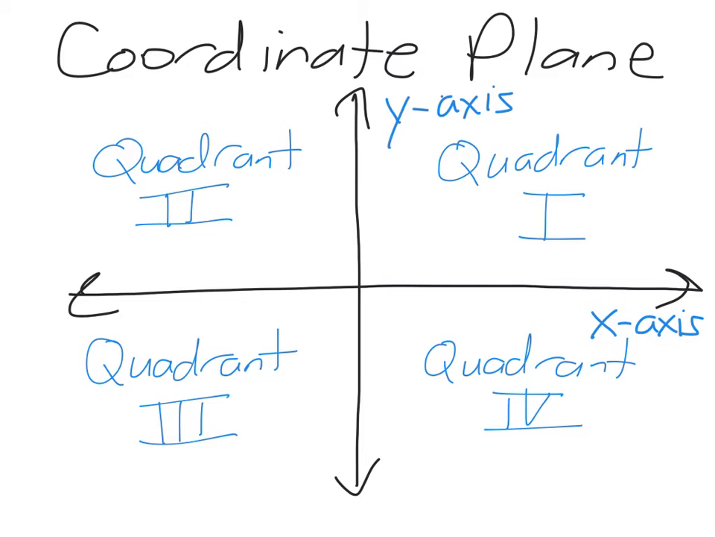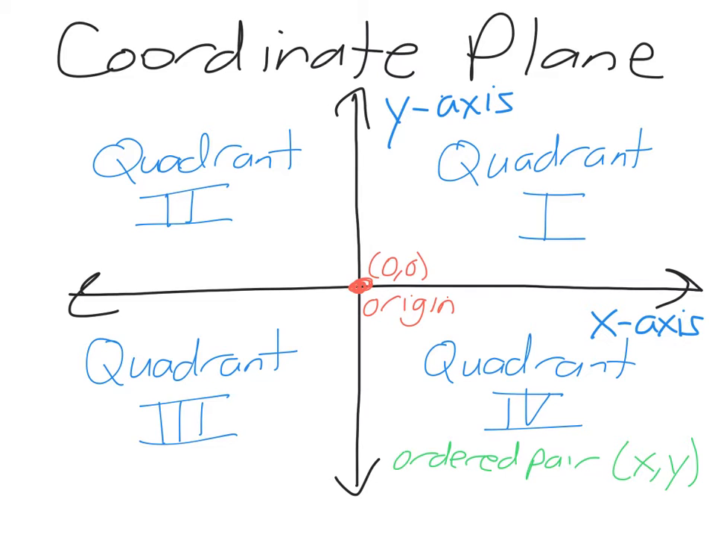Now, the two axes meet at a single point. Anyone know what that point's called? Yep, that's the 0, 0 point, or we call it the origin. Now, every point, or what we call an ordered pair, let's write that down. Every ordered pair has the form x, y. That means we go over on the x. We either go left or right on the x, and then we go up or down on the y.